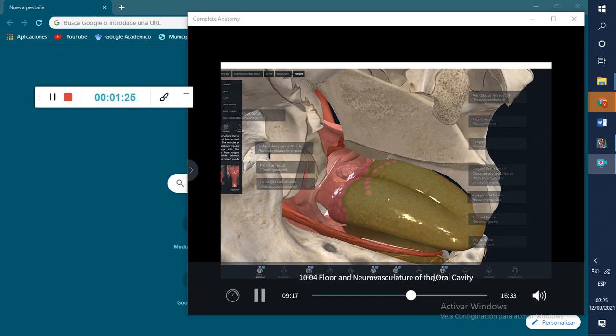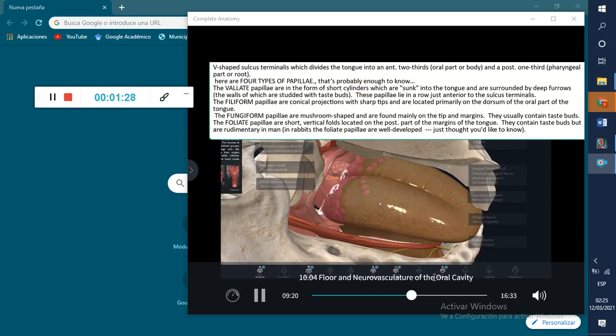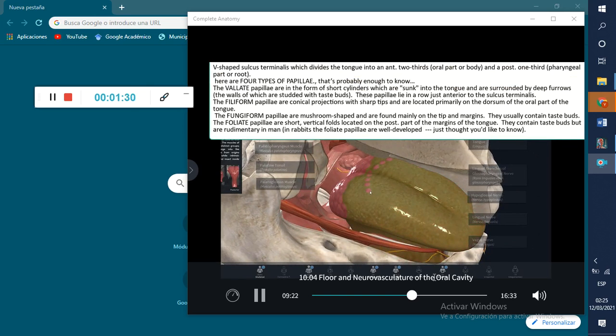However, just to name some, you have the Vallate Papillae. The Vallate Papillae are in the form of pretty short cylinders that are sunk into the tongue and are surrounded by deep furrows. And the walls of these are studded with taste buds.